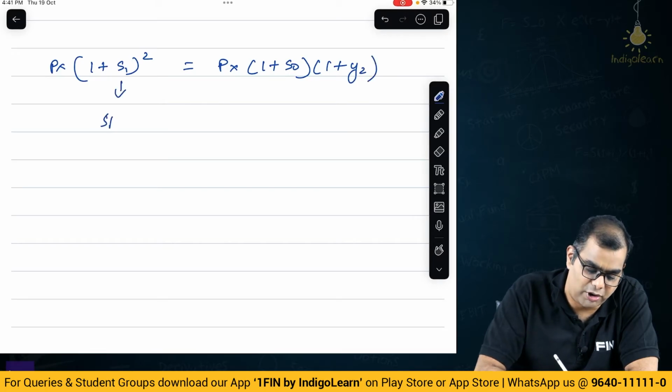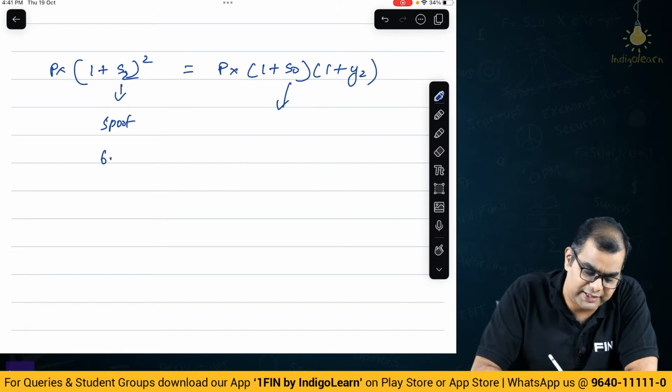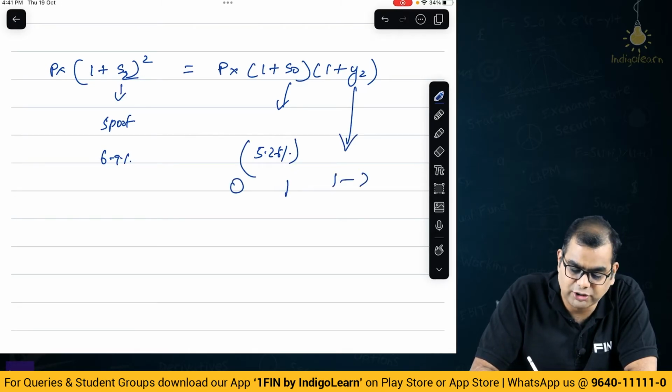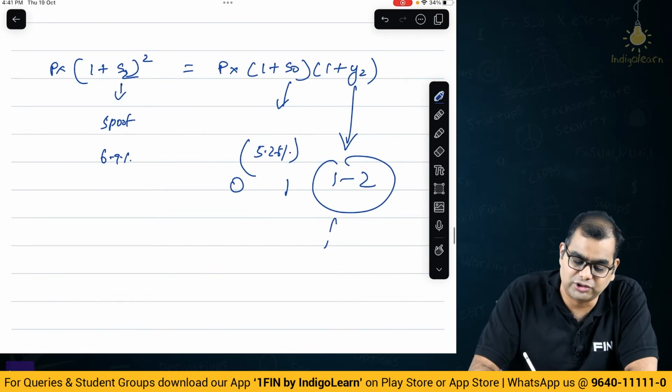Now, this S0 is the spot rate for 2 years. This is a 2-year rate, which we got as some 6.9% or something. Here, the first year is 5.26%. So, what is this rate for? This is 0 to 1, this is 1 to 2. What is this rate for 1 to 2? This is called the forward rate for year 1 to 2.